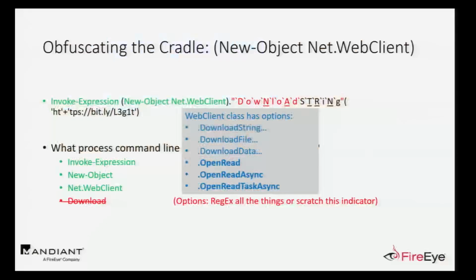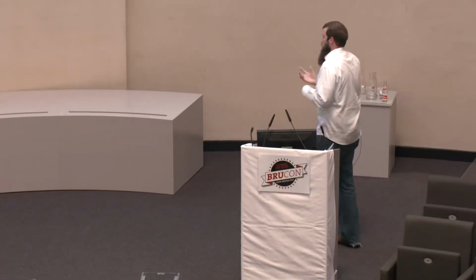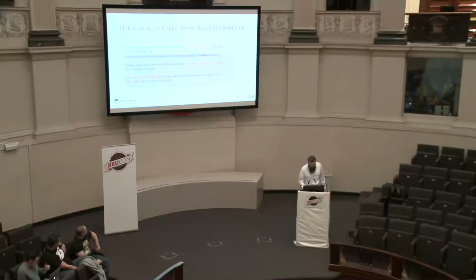Another thing to be aware of, again, knowing your options. We talked about download string, file, and data. There's also one called open read, which also doesn't hit disk, and we have seen that one used once before. Again, it's pulling down a byte stream you have to deal with a little bit differently before you invoke it, but still works.